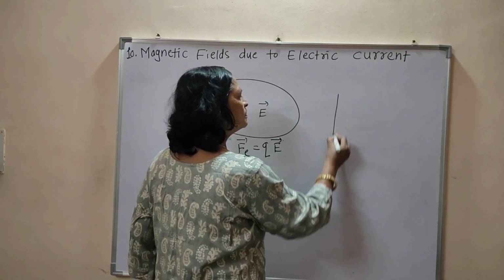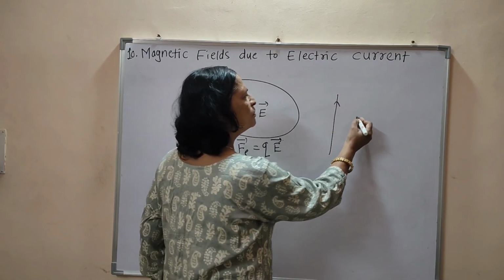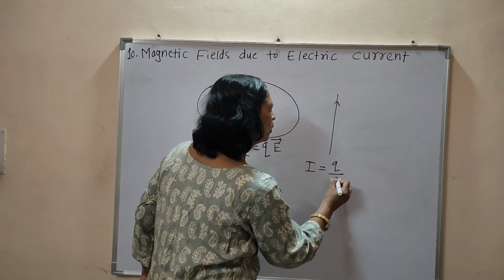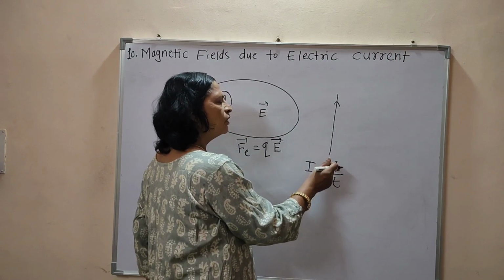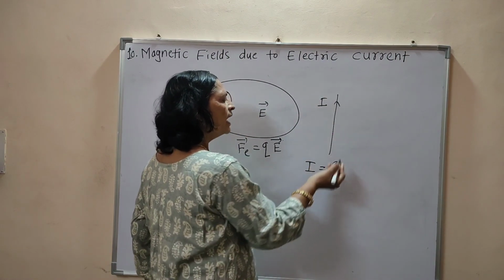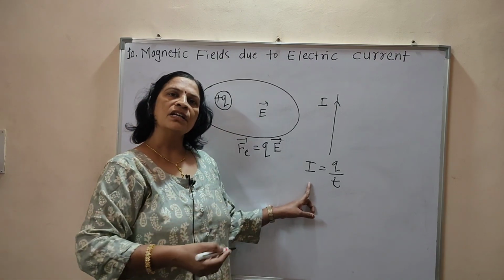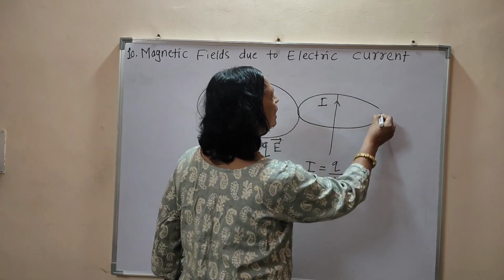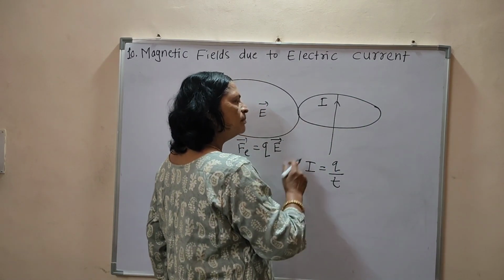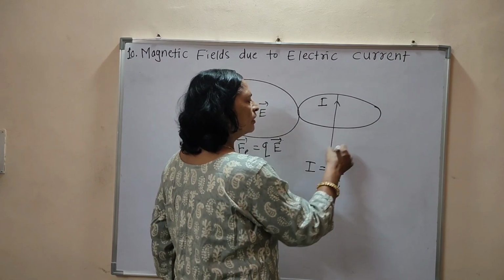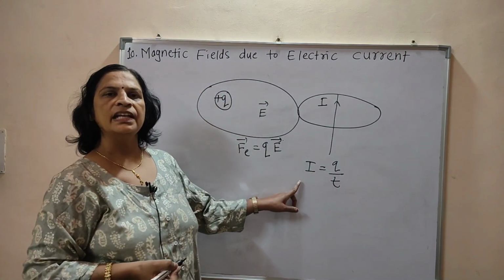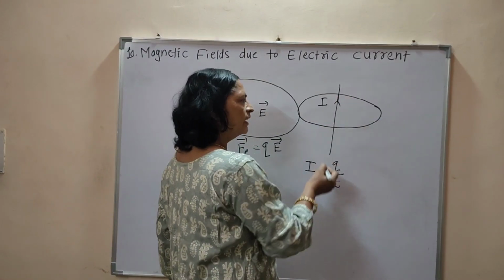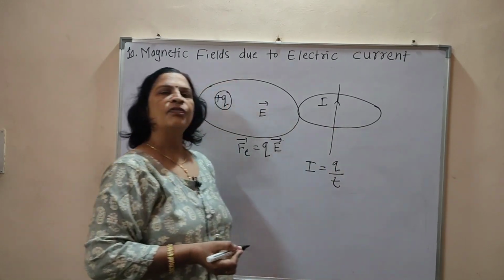Now suppose the charge is moving in this manner. When a charge is moving, current is formed, because we know that current is the rate of flow of charge. And when this charge or electron is moving in this manner, one more field is also produced, and that field is a magnetic field. This proves that when current flows in a conductor, a magnetic field is produced.